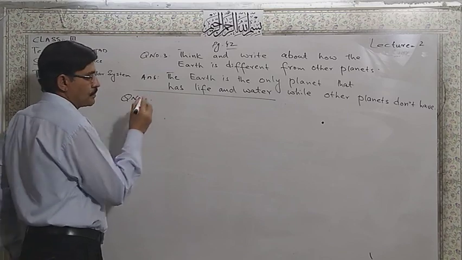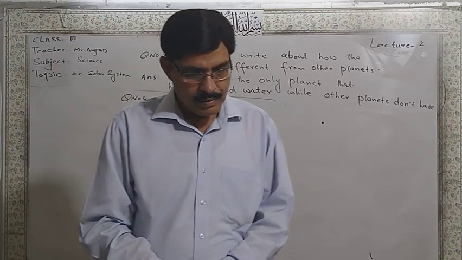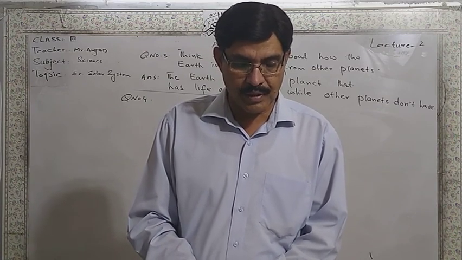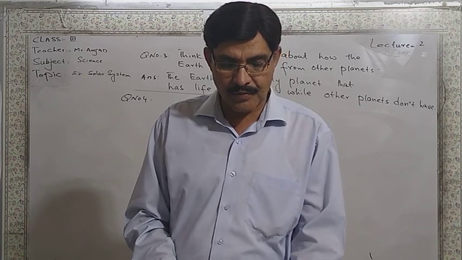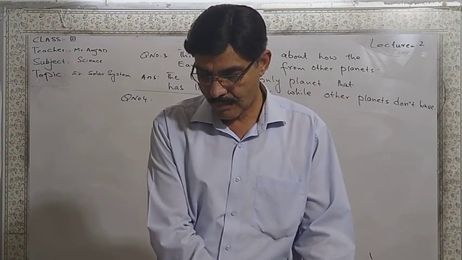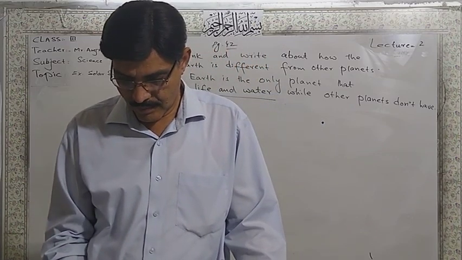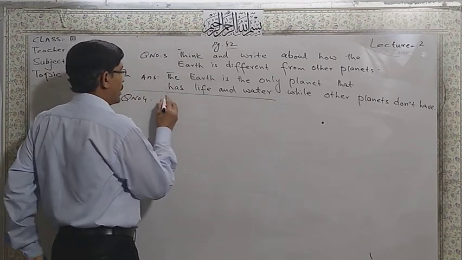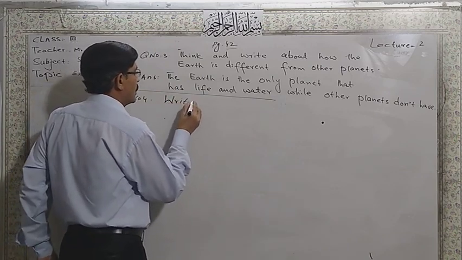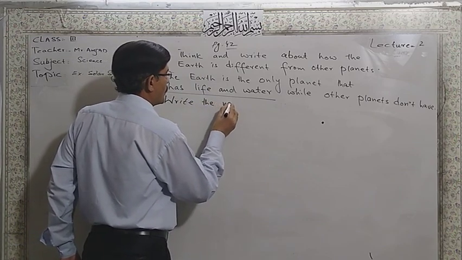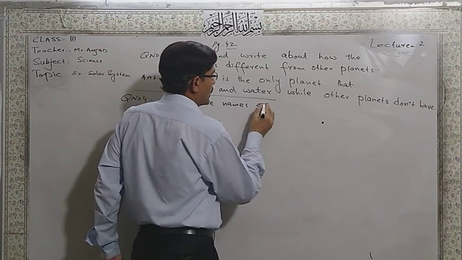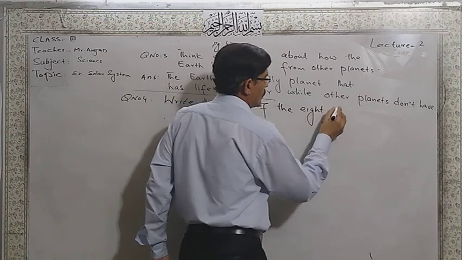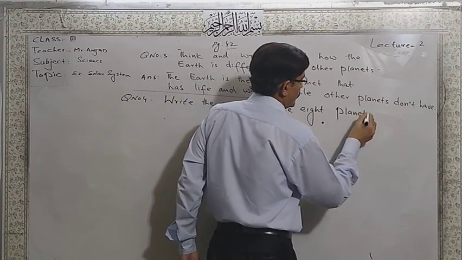Question number 4. Study the pictures of the solar system on page 37. Order the planets according to their distance from the sun. Order the 8 planets. Write the names of the 8 planets.